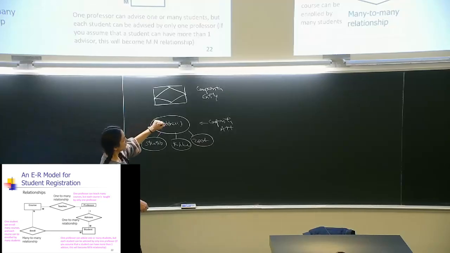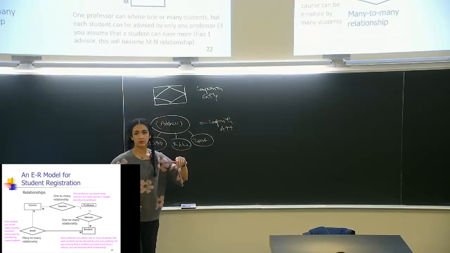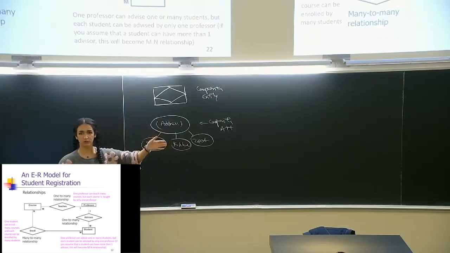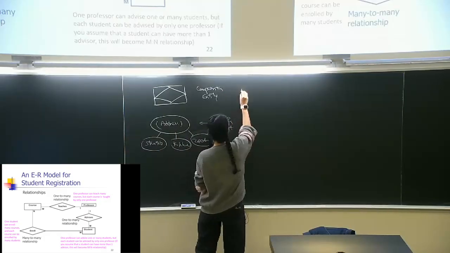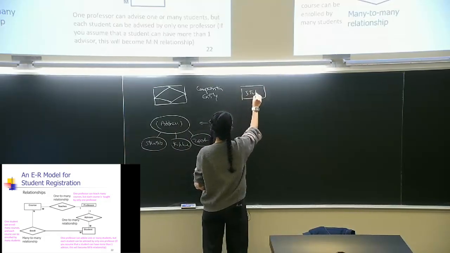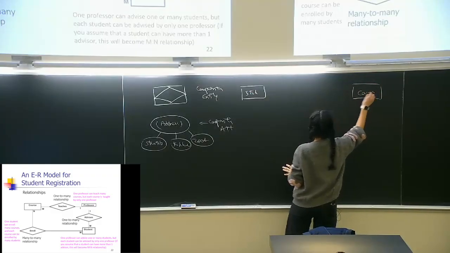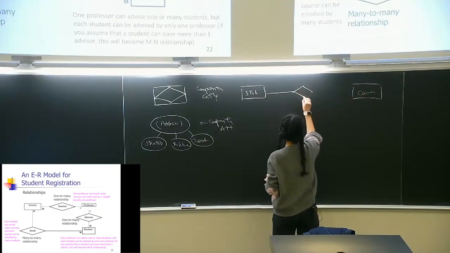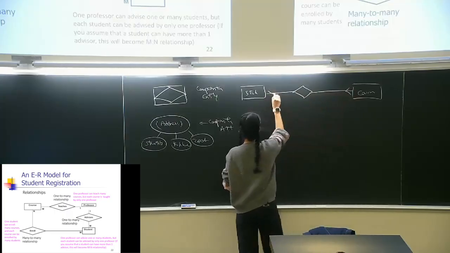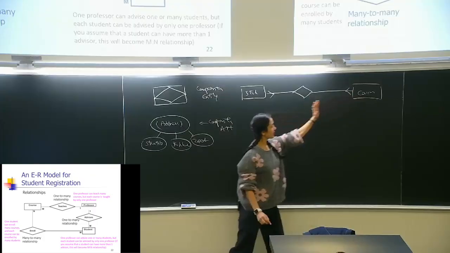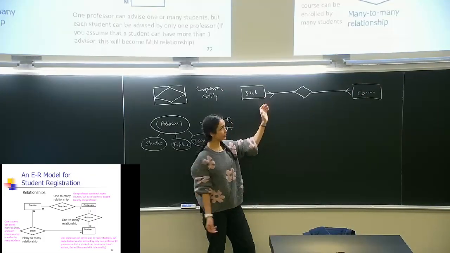Now, example, course and a student, right? So each student can enroll in many courses. Each course can have many students enrolled in that course. So this is an example of many-to-many relationship, right? This is a student, and this is course. And then we said they have many-to-many relationship because each student can enroll in many courses. Each course can have many students enrolled in that course.